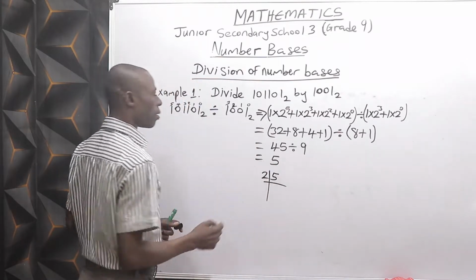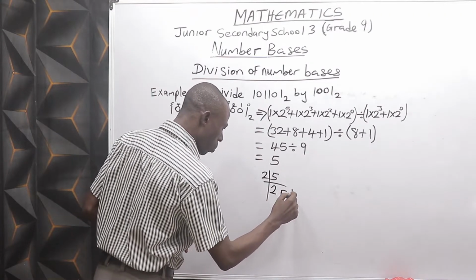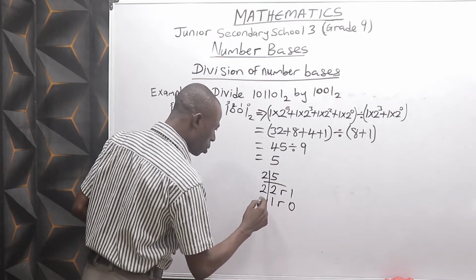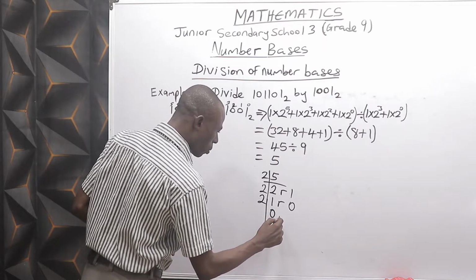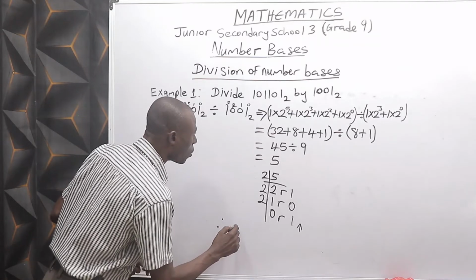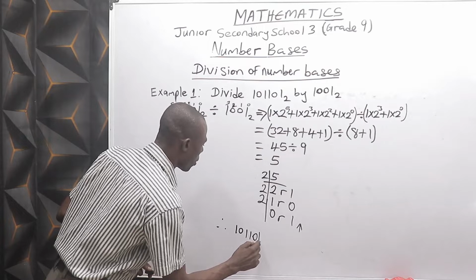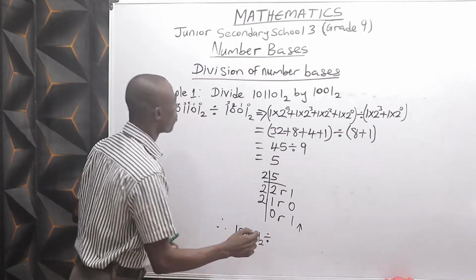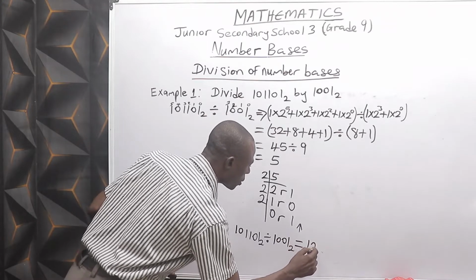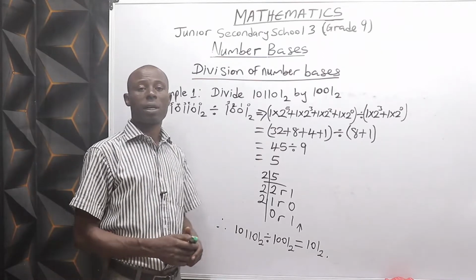Let's convert this 5 to base 2. 2 in 5, that's 2, remainder 1. 2 in 2, 1, remainder 0. 2 in 1, 0, remainder 1. Pick your answer from the bottom. Therefore, 101101 base 2 divided by 1001 base 2 equals 101 base 2. And that is the final answer.